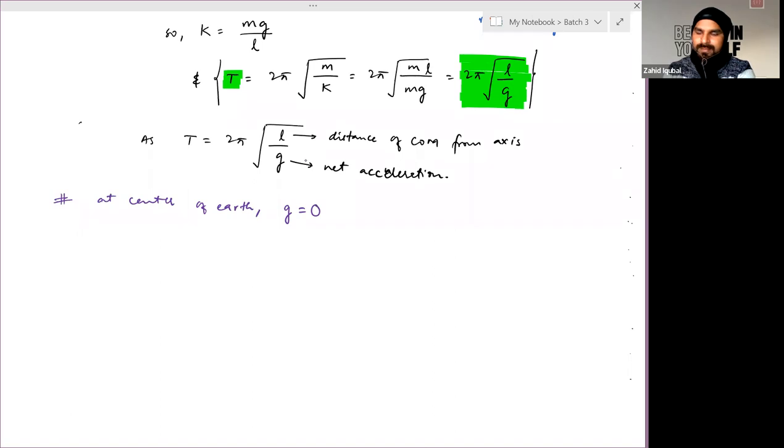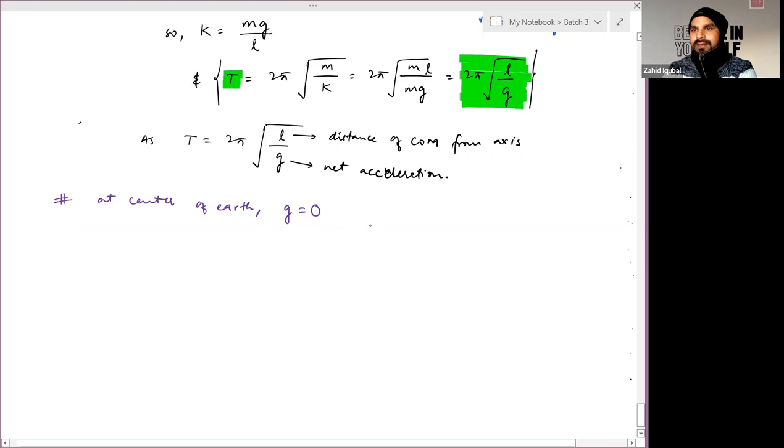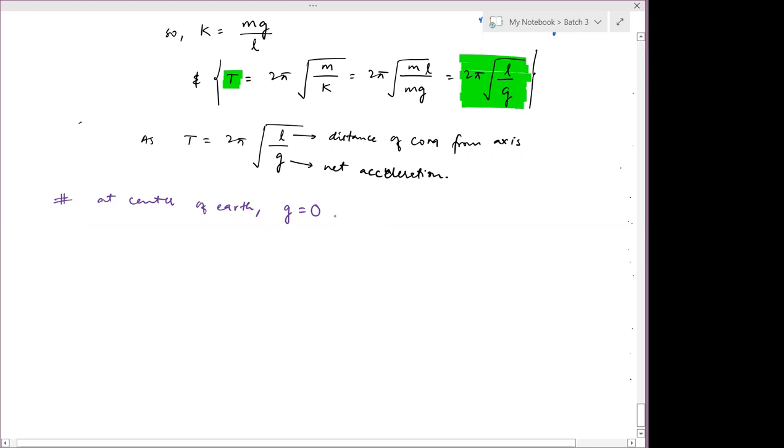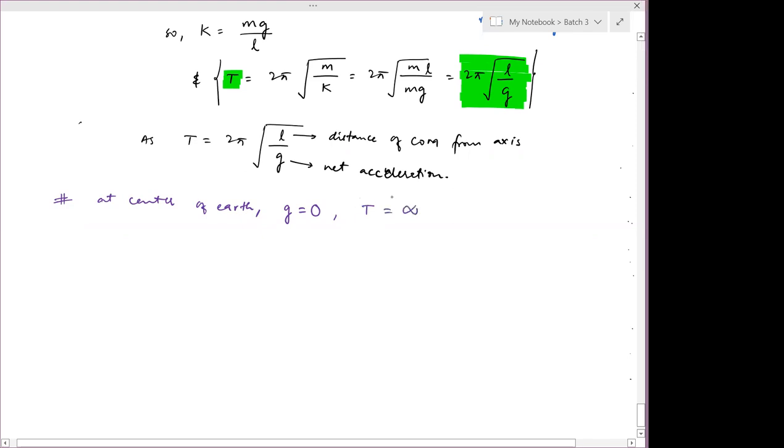Abhinav? Anything divided by 0 is not defined, right? Not defined is also called infinity. Now you are in class 11. Yes. So it must be infinite. So time period in this case will be infinite.